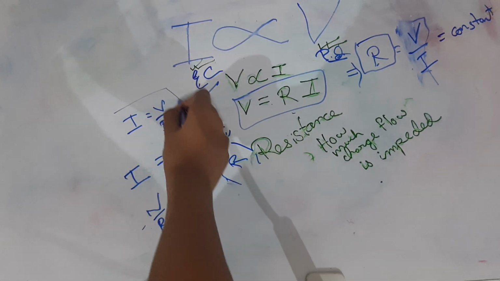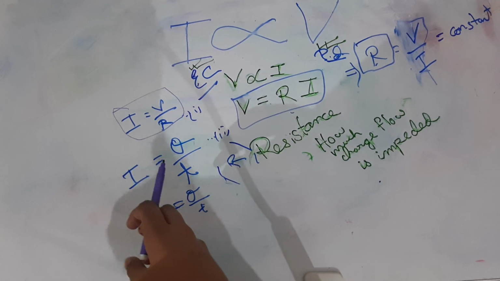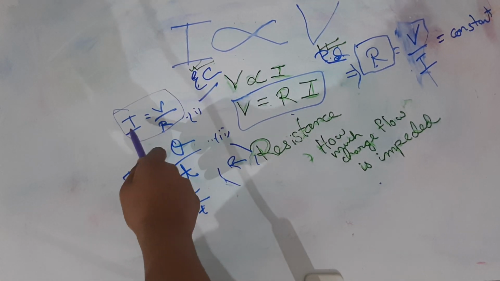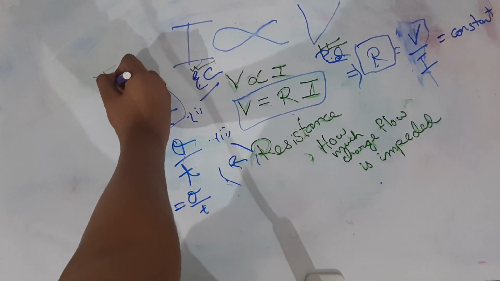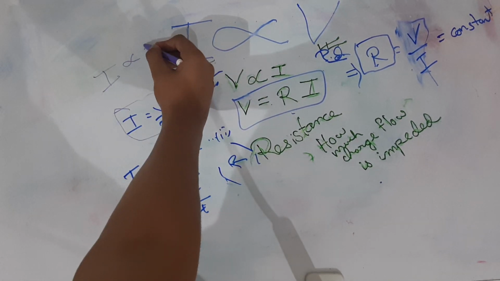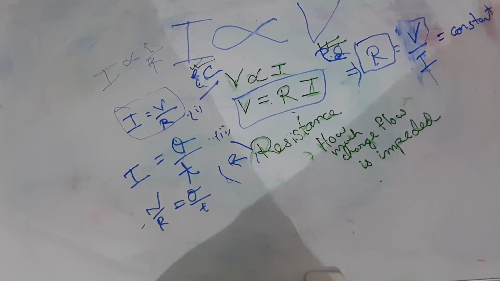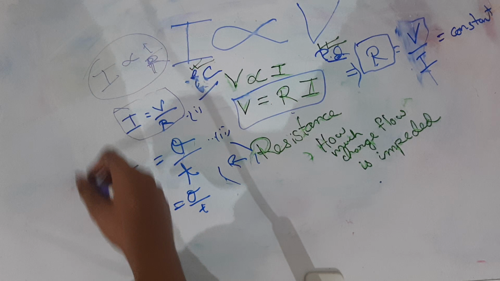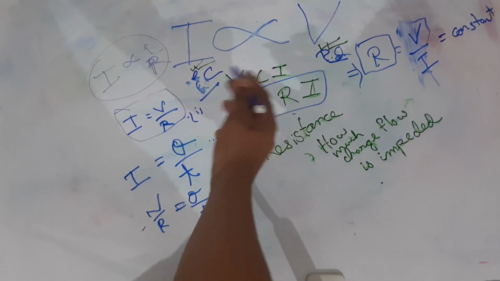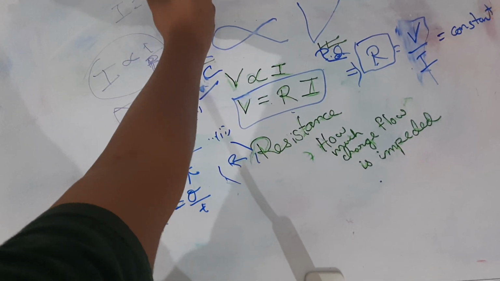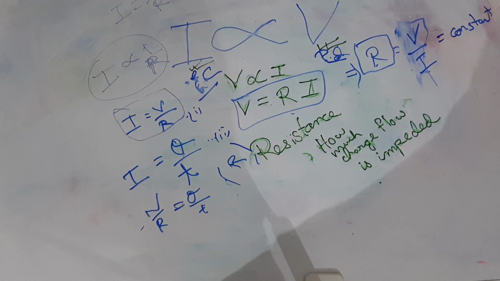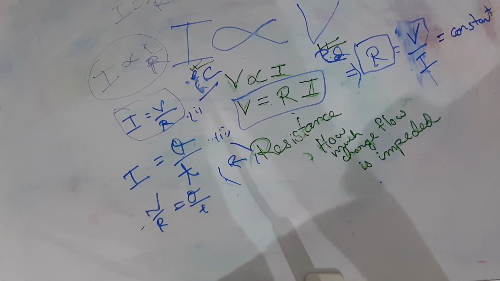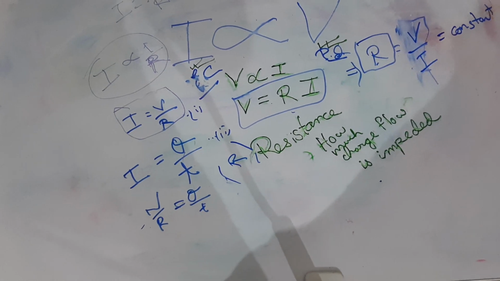Now friends, if you observe this, you will get that I, which is electric current, is directly proportional to V, and I is inversely proportional to R. So if you know these two things, I directly proportional to 1 by R and I directly proportional to V, then by combining them you can write I is equal to V by R. So I just have to tell you here that I is directly proportional to V, the potential difference, and I is inversely proportional to R, that is your resistance.